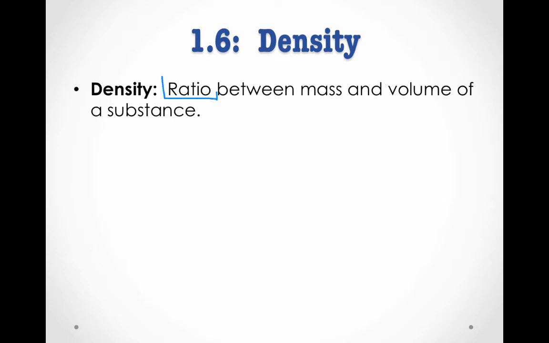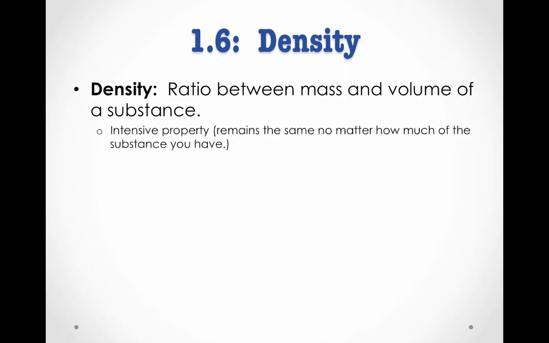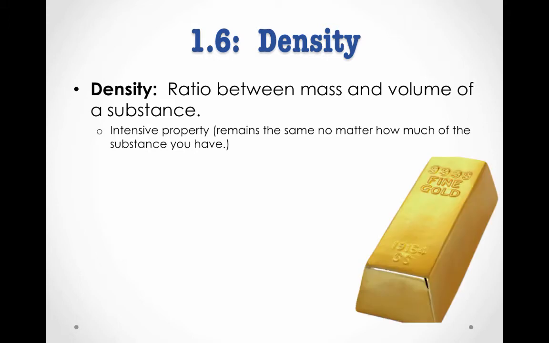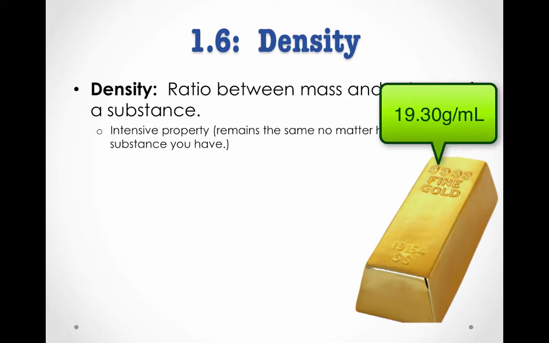Density is a ratio between the mass and the volume of a substance. Since it's a ratio, you can think about it in terms of mass per unit volume, or mass for every 1 unit of volume. It's an intensive property, meaning it remains the same no matter how much of the substance you have. For instance, if I measure the density of this big gold bar here, I will find that the density is 19.30 grams per milliliter.